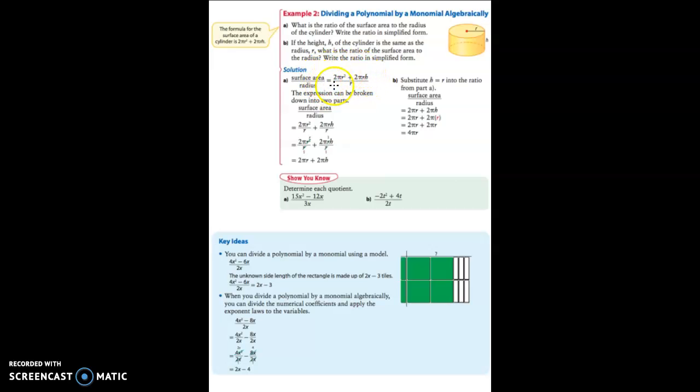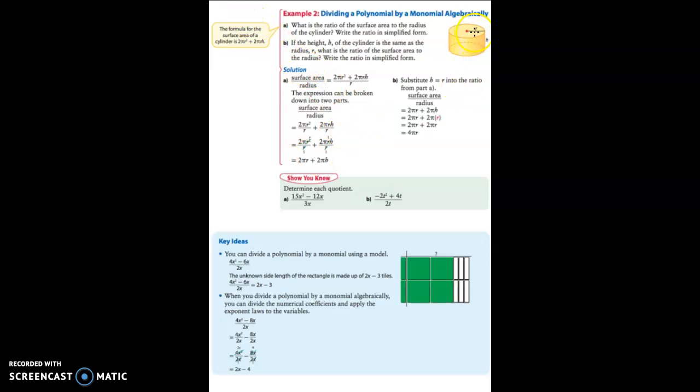So again, the surface area of a cylinder divided by the radius. So right here, all you do is 2 pi r squared divided by r. The r cancels out, so on top, instead of r squared, you're left with r. So you have 2 pi r plus 2 pi r h divided by r. R cancels out, then you're left with 2 pi h. These are two different terms, therefore you cannot add them together. So this is the answer already.